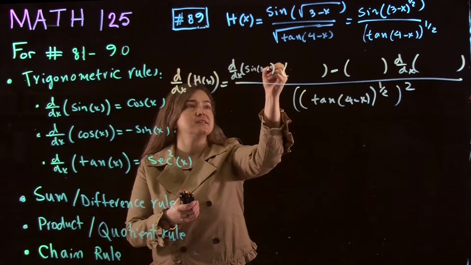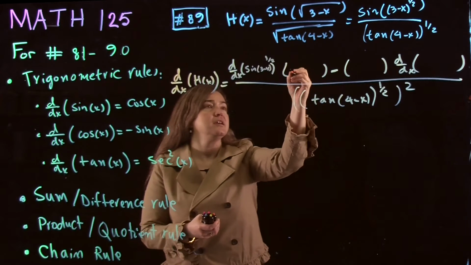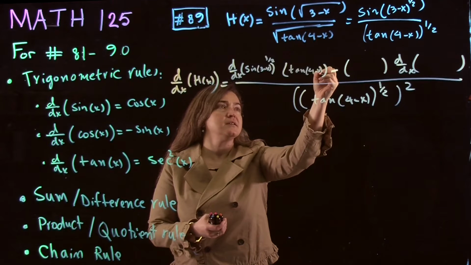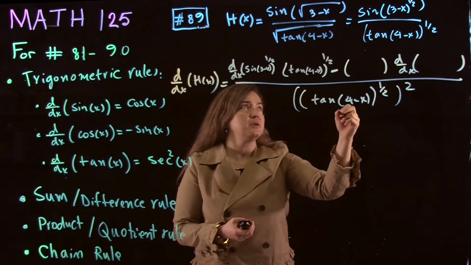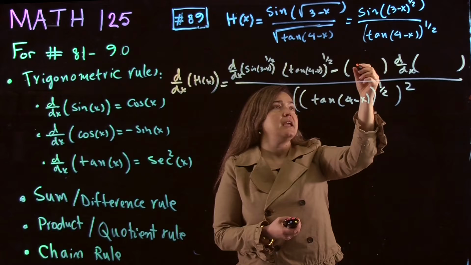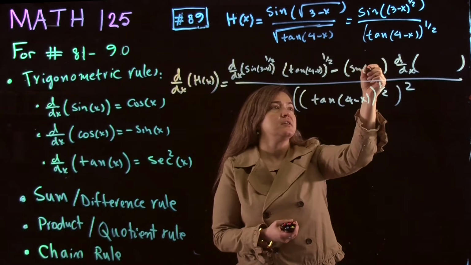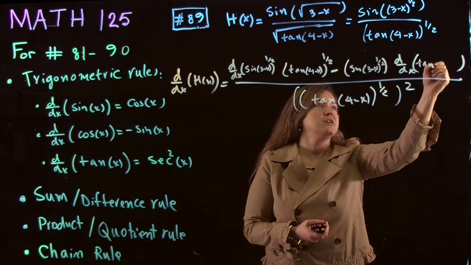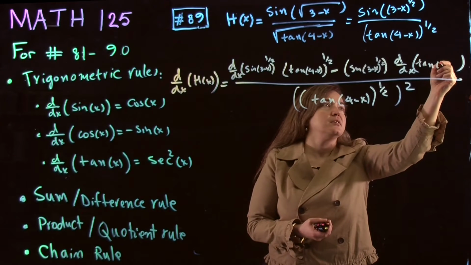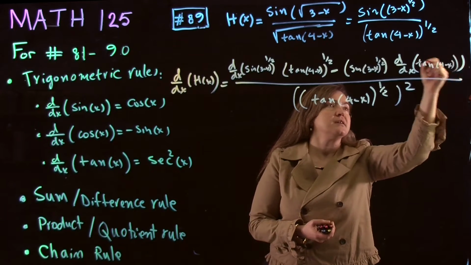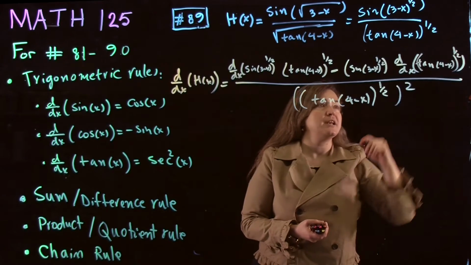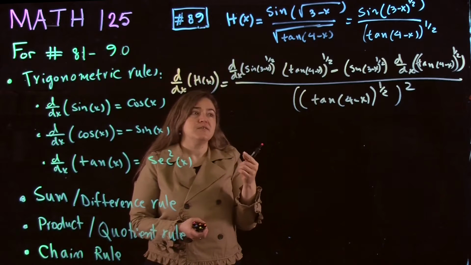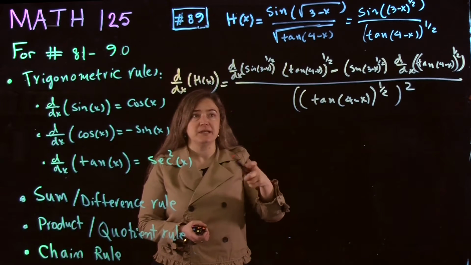Now, the numerator is going to be sine of (3 minus x) to power 1/2. Denominator is tangent of 4 minus x, the entire thing to power 1/2. Again, sine of (3 minus x) to power 1/2, tangent of (4 minus x) to power 1/2, and we're taking derivative of that one. Let's find the derivative of the numerator and denominator separately.